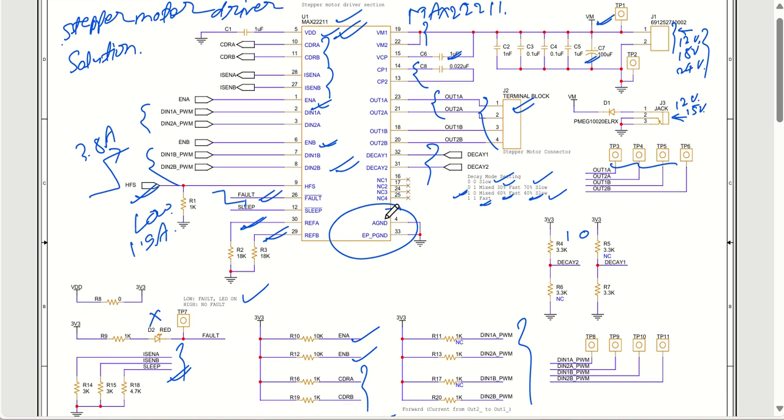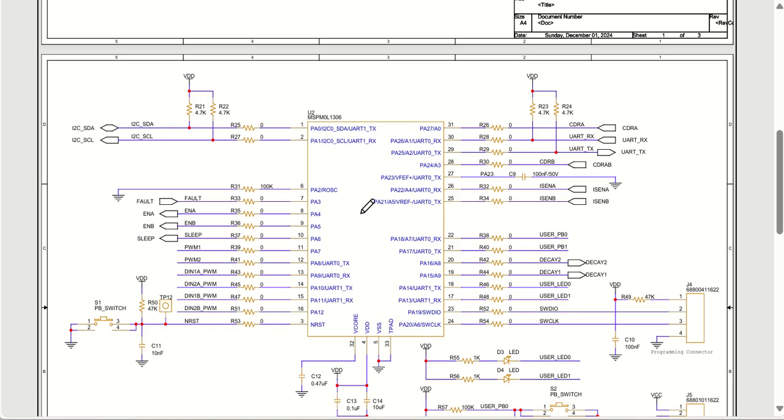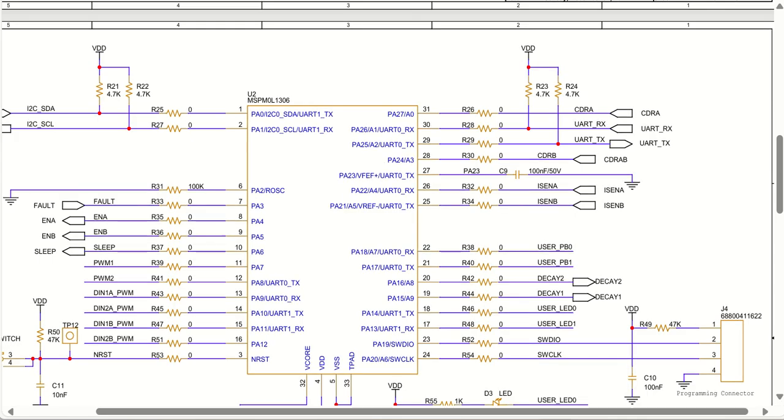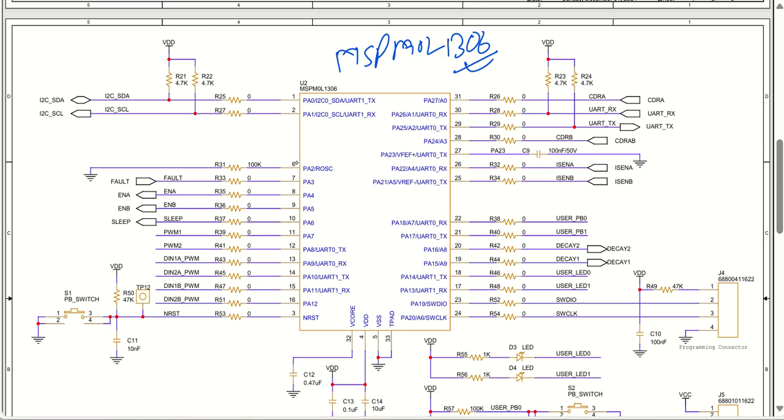Coming back to the interface with the microcontroller, as you can see, the interface with the microcontroller is here. This is the microcontroller that has been used, a very popular microcontroller, newly launched from Texas Instruments, that is the MSP M0L series. I have used the 1306 part, which is having 32 pin VQFN, and this is a very low cost device. So that's the reason I have preferred this one.